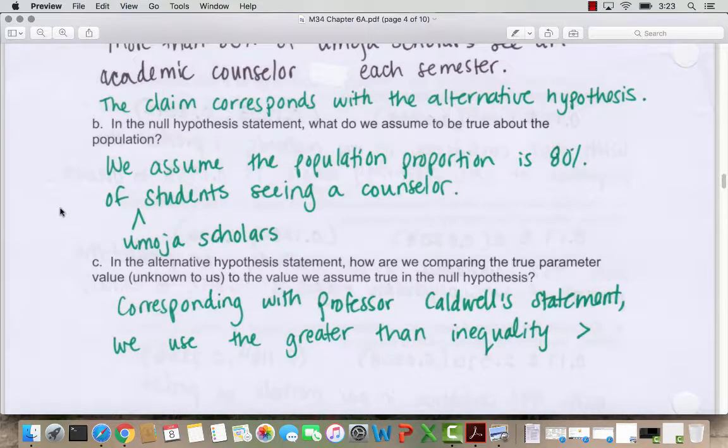In the null hypothesis statement, what do we assume to be true about the population? We're assuming the population proportion is 80% of Umoja scholars seeing a counselor. In the alternative hypothesis statement, how are we comparing the true parameter, the value that's unknown to us, to the value that we are assuming is true in the null hypothesis, that's the 0.80? Corresponding with Professor Caldwell's statement, we use the greater than inequality because she believes that more than 80%, or 0.80, of Umoja scholars see an academic counselor each semester.